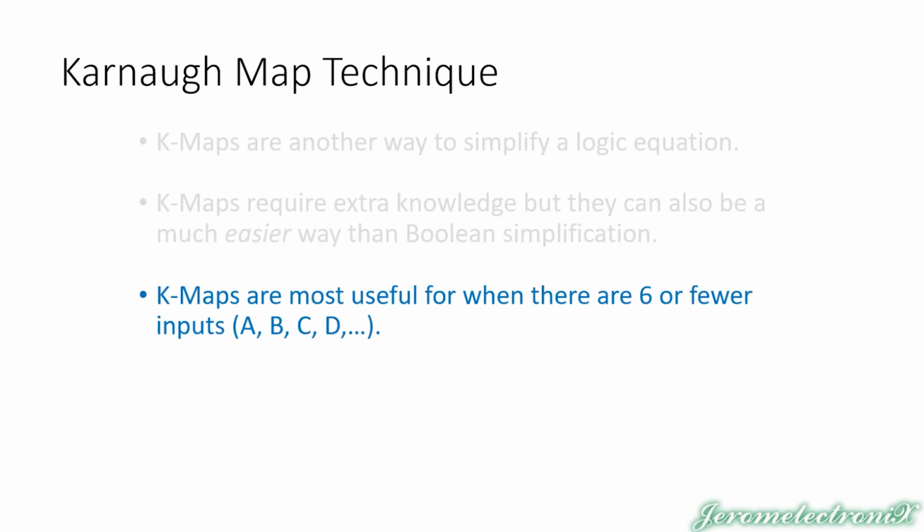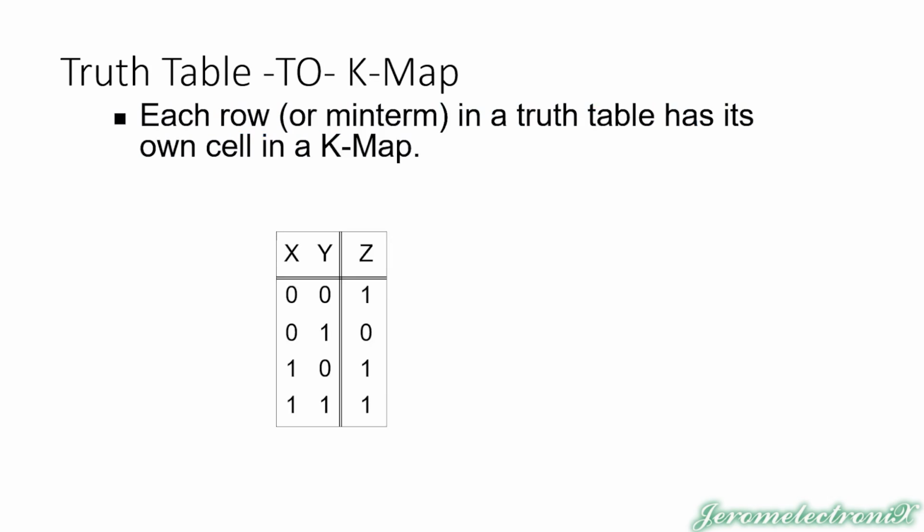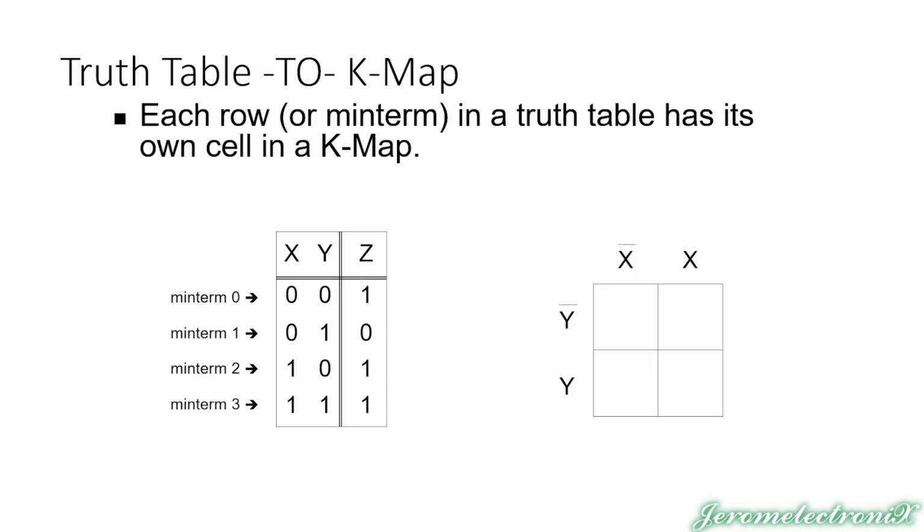K-maps are most useful when there are 6 or fewer inputs, that is, 6 or fewer input sensors that give us input variable values, A, B, C, D, E, or F. So we need to demonstrate how to go from a truth table to a K-map. So here's a truth table, and each row of this truth table, also known as a minterm in this instance, has its own cell in a K-map. These are the minterms. We call the minterms 0, 1, 2, and 3 for this small truth table. This is the Karnaugh map, or K-map, that holds the equivalent information.